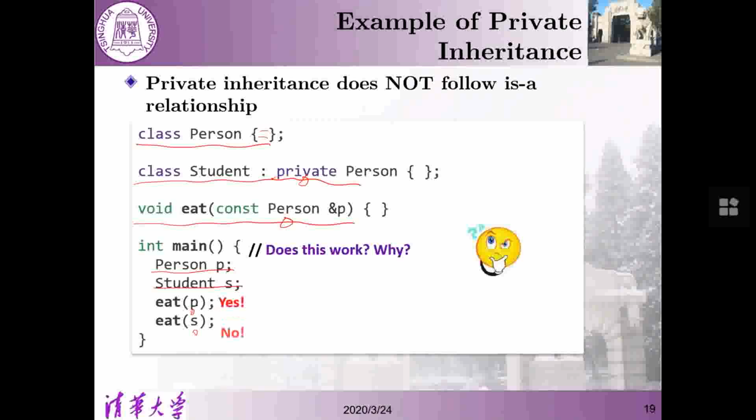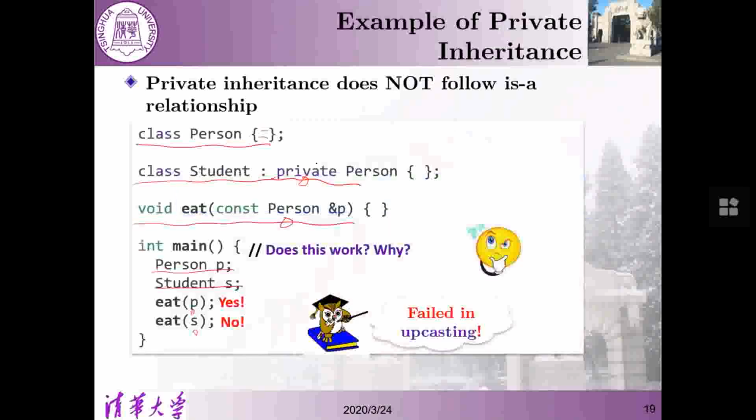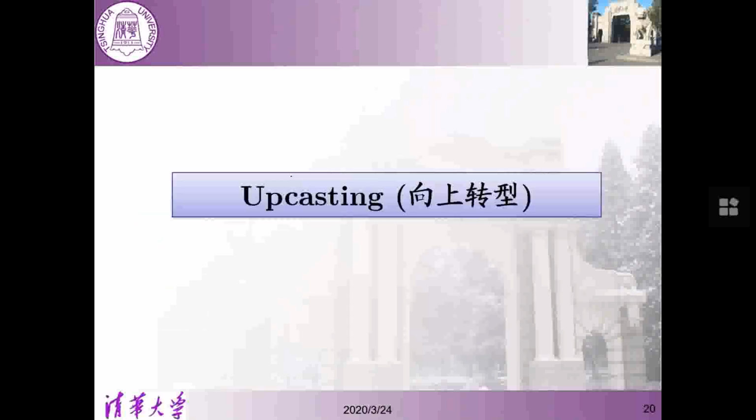So this does not work, right? That means, because we have this private inheritance, it does not follow the is-a relationship, right? So this fails. We cannot cast by private inheritance. We cannot cast from the derived class into the base class. Okay. So this is actually related to upcasting.